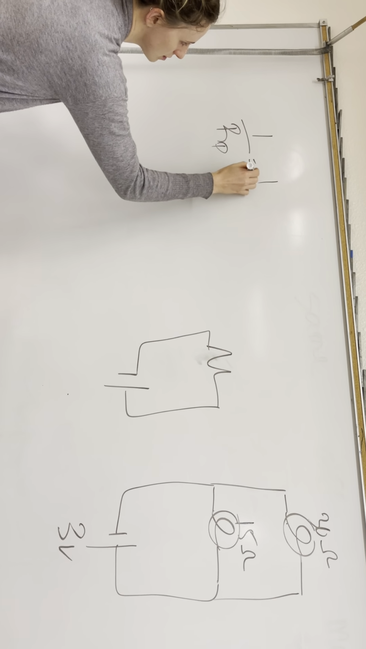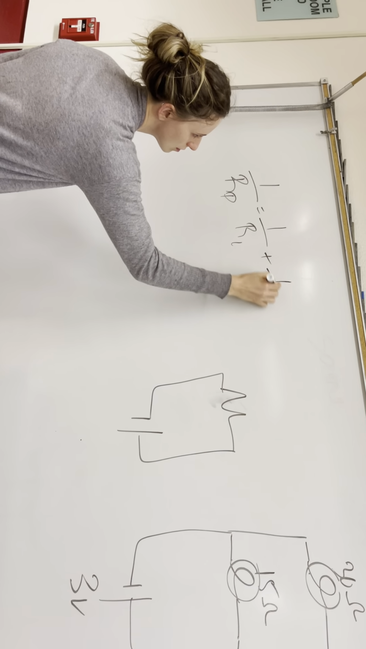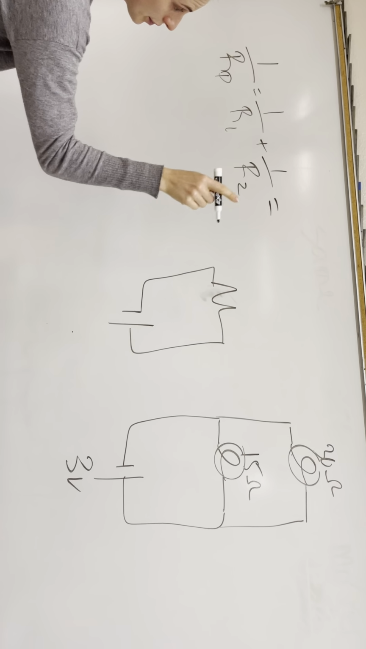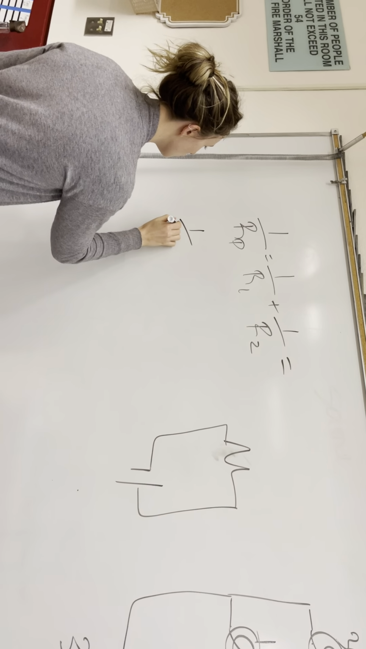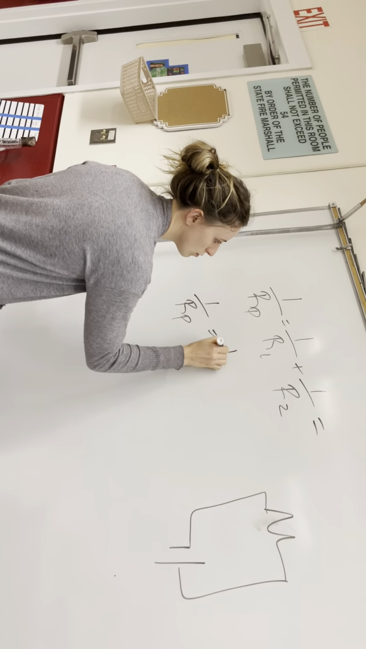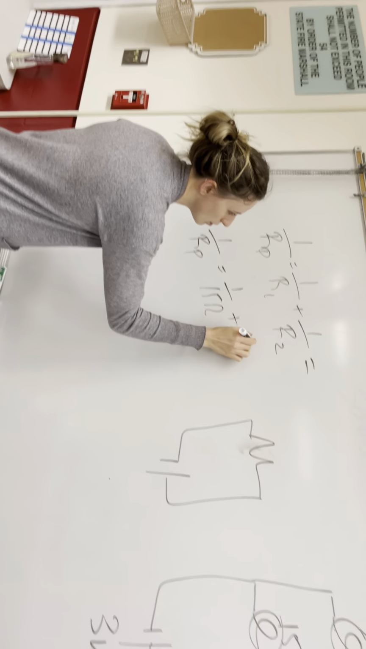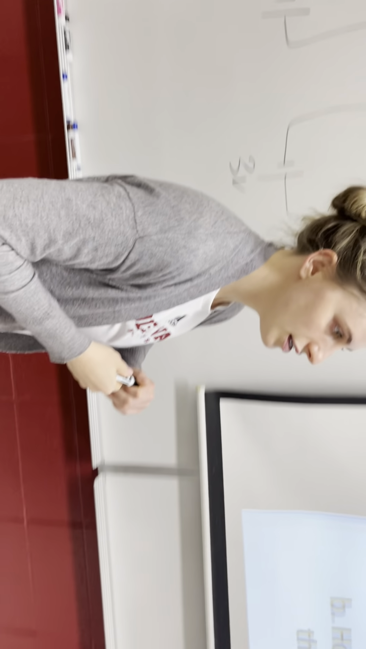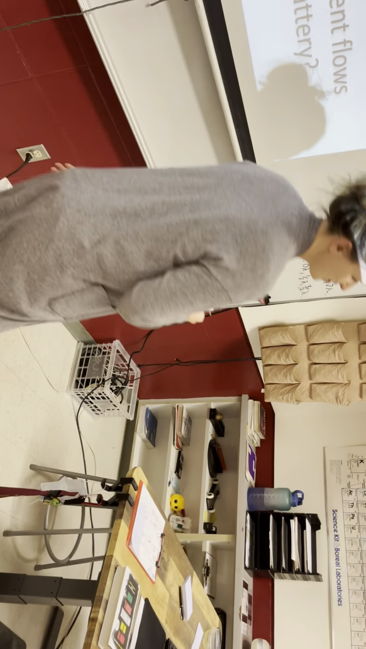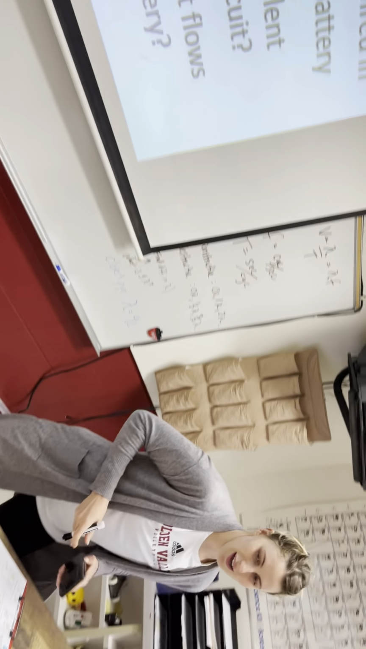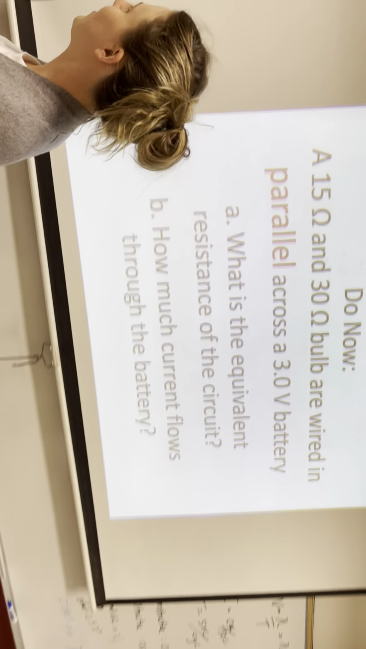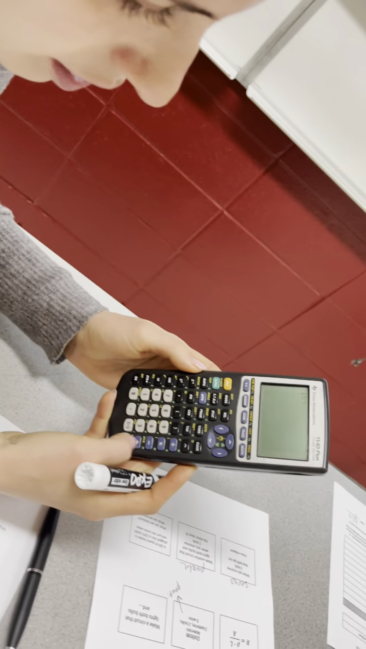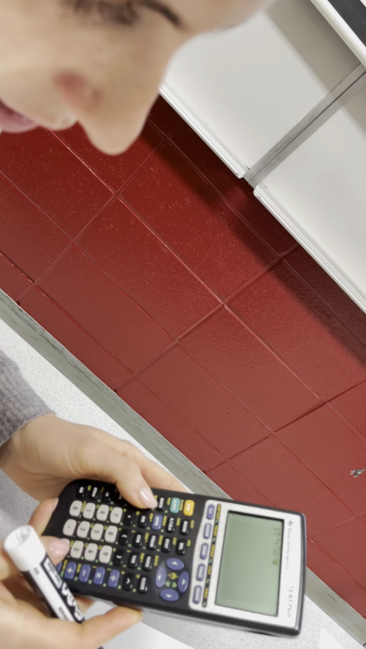So how do we figure this out? We use this equation, right? We've got 15 and 30. So 1 over the equivalent resistance equals 1 over 15 ohms plus 1 over 30 ohms. What was that trick, that button that we push? It's the x to the negative 1 button. 15 x to the negative 1 plus 30 x to the negative 1, and we get our answer.